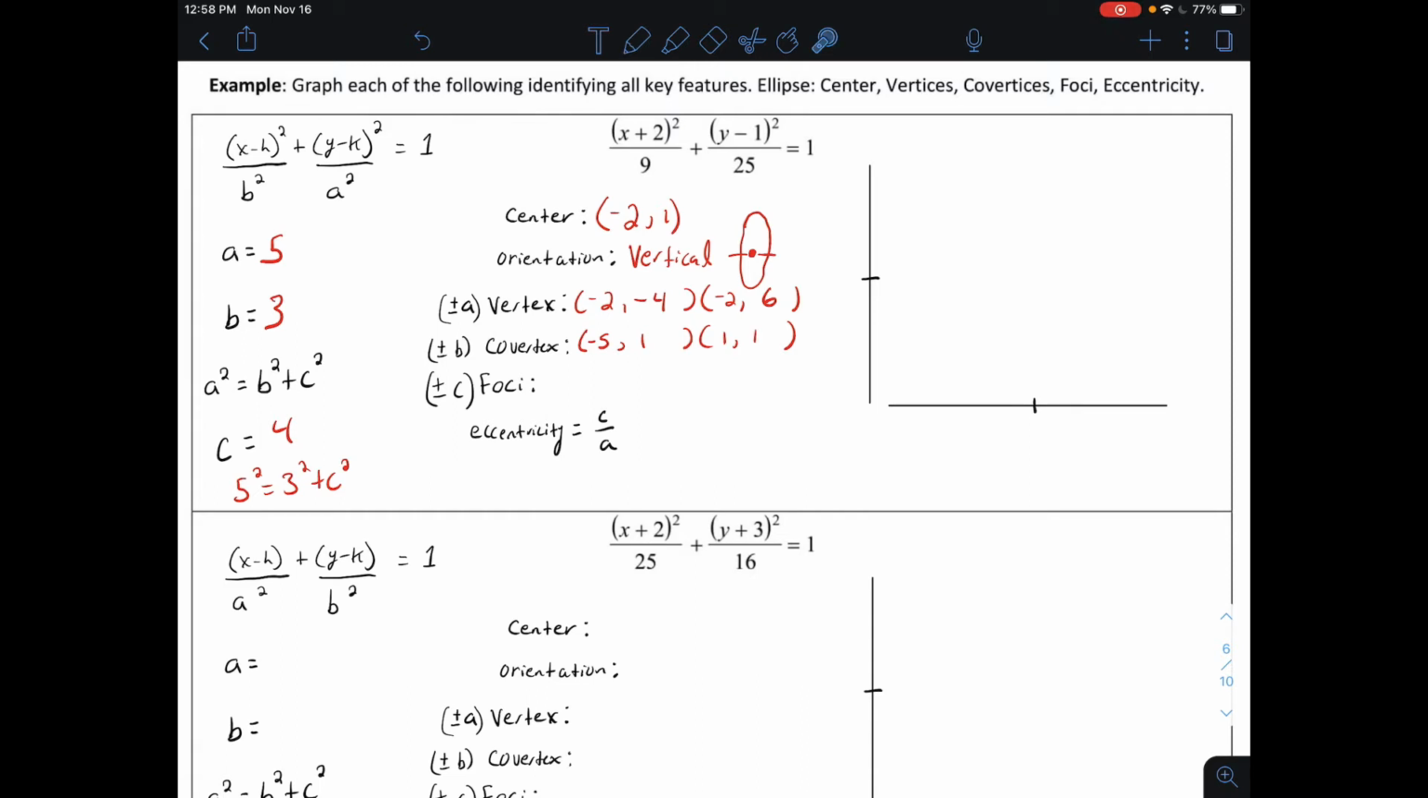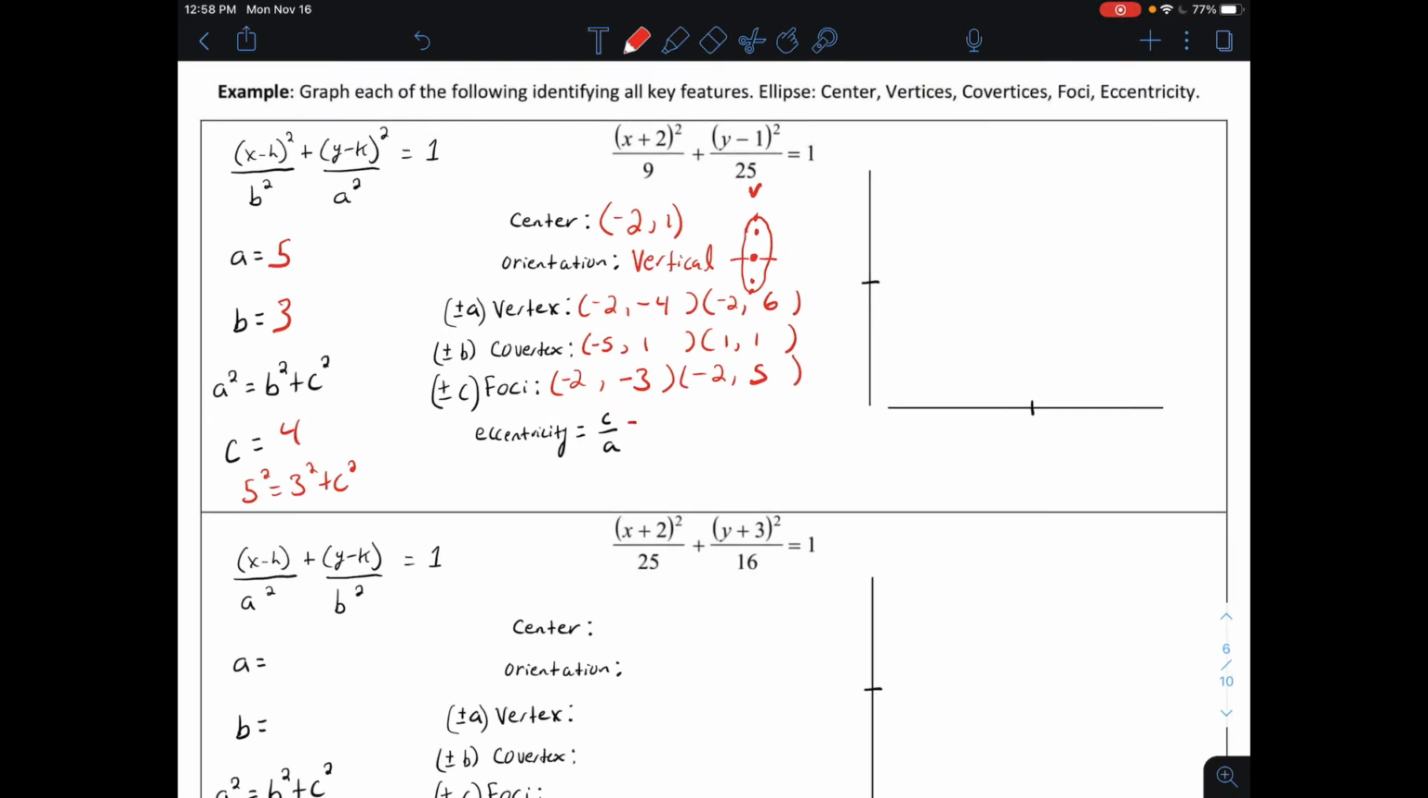And now the foci are in the same direction as the vertices are from the center. So we have vertices that are up and down. Your foci are going to be in the same direction, just not quite as far. They lie inside of the ellipse. So we'd add and subtract c in the same direction that we're elongated at. So my foci will both have x values, in this case at -2. My y values, I take the y value of my center, add and subtract c. So 1 minus 4 gives me a y value of -3. And then 1 plus 4 gives me a y value of 5.